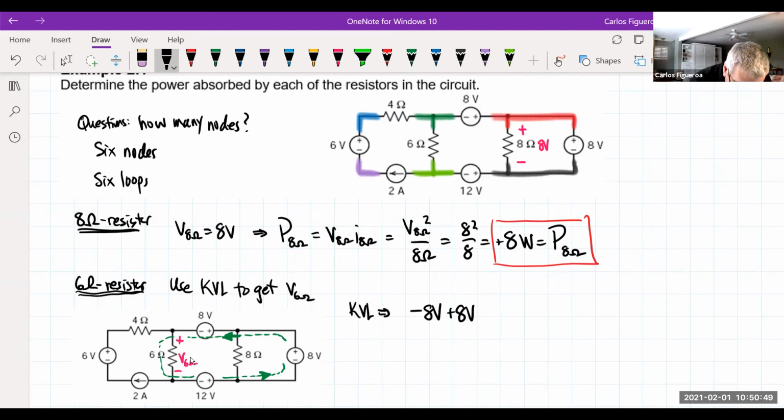And then I come and I hit the positive for the 6 ohms. And then I'm coming all the way around, and then I hit the negative sign. And this is 12 volts. And that must be equal to 0. So that means here that the voltage across the 6 ohm, you could see that these guys are going to cancel each other out. So then this tells me that this is going to be 12 volts.